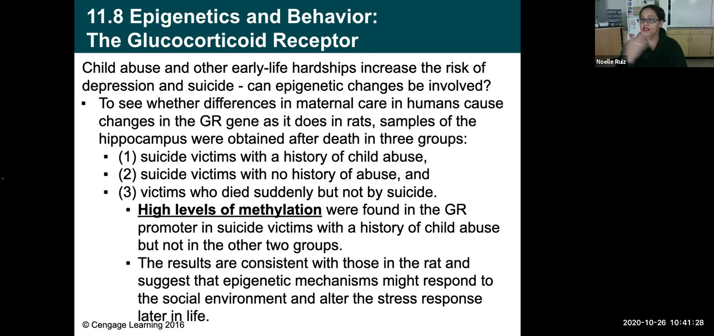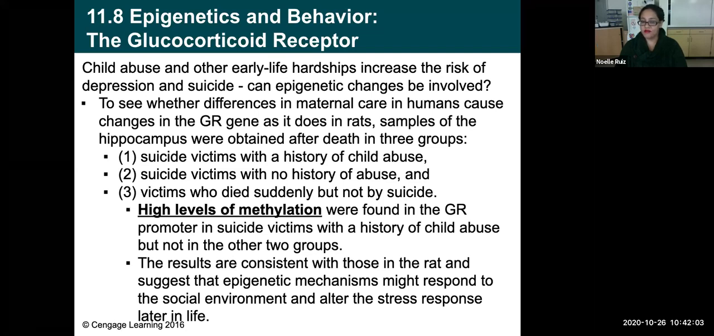So then they correlated this with humans. Child abuse and other early life hardships increase the risk of depression and suicide. So they wondered, can epigenetic changes be involved? So to see whether differences in maternal care in humans cause changes in the GR gene, just like it did in rats, samples of the hippocampus were obtained after death in 3 groups. Suicide victims with a history of child abuse, suicide victims with no history of child abuse, and then victims who died suddenly but not by suicide.